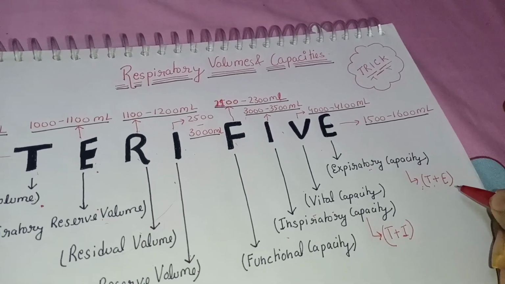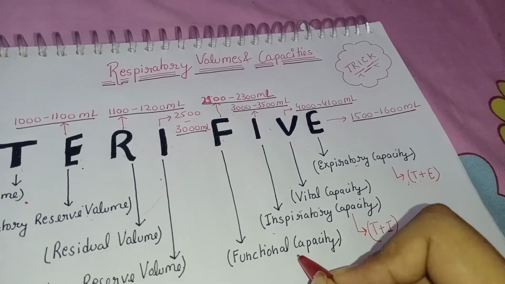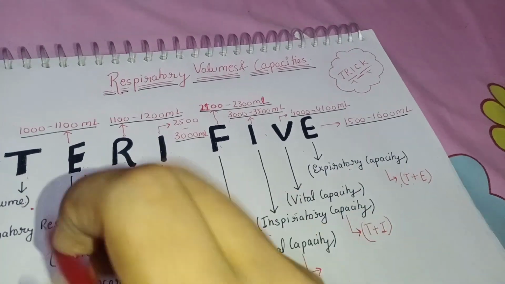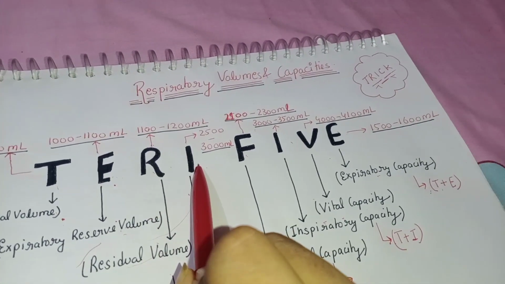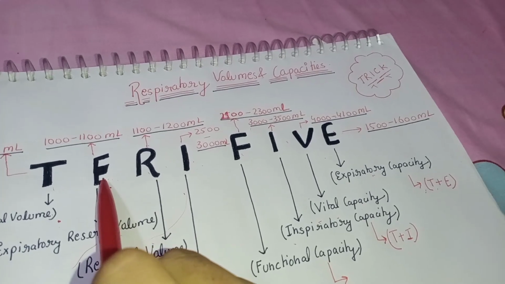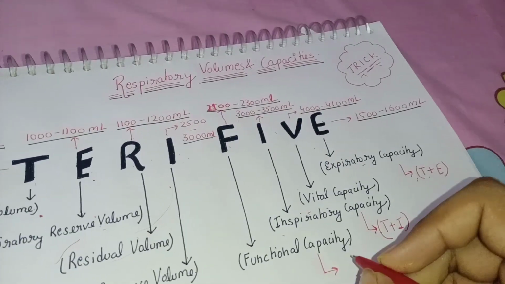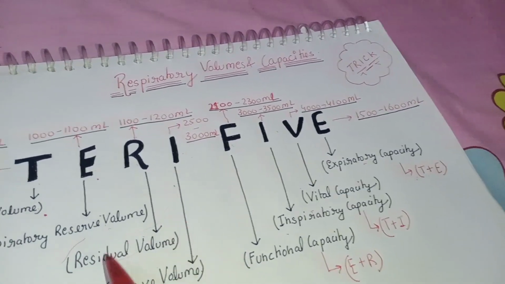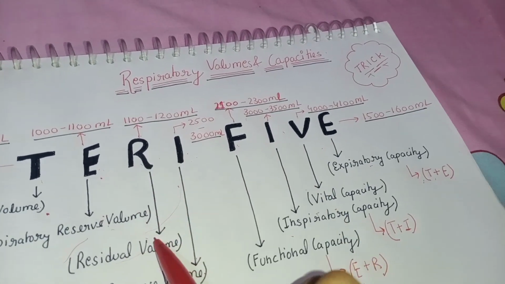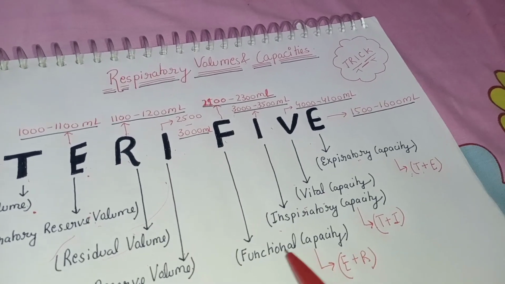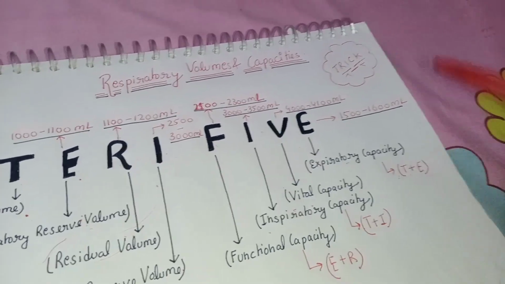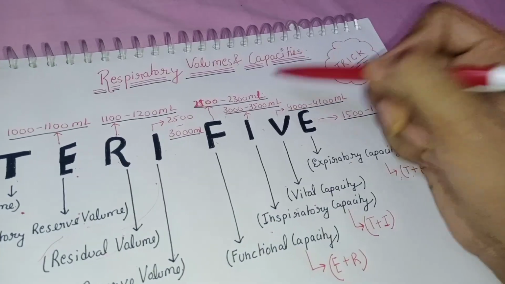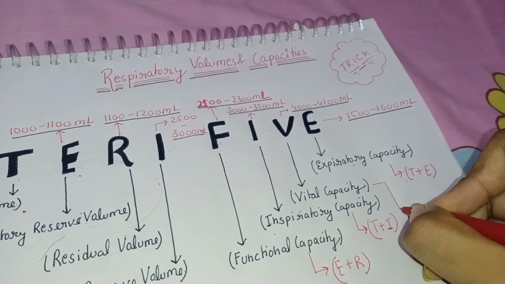Now next we will come to the F part. F is represented by functional capacity. Now T and I are combined, T and E are combined. What is left? E and R. So in case of F, you will join E plus R. E is represented by expiratory reserve volume and R is represented by residual volume. By combining these two, you will get functional capacity, which is around 2100 to 2300 ml.